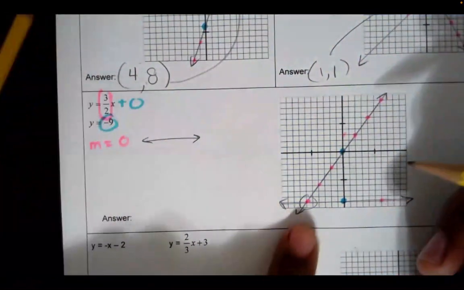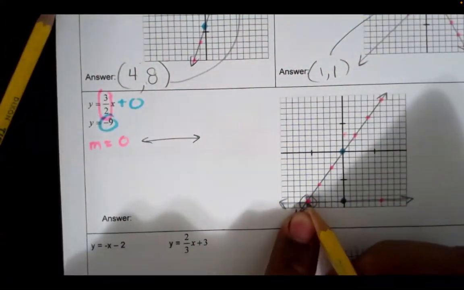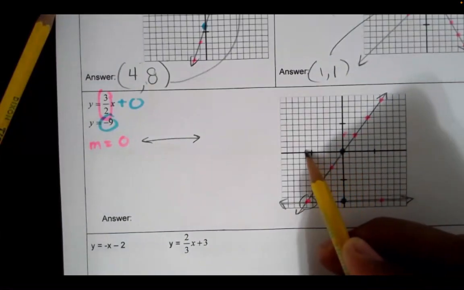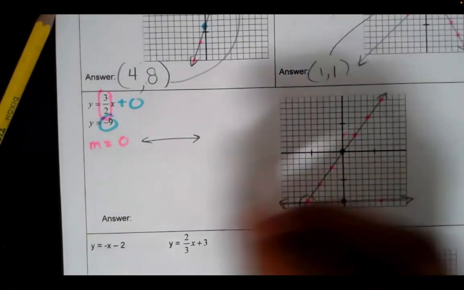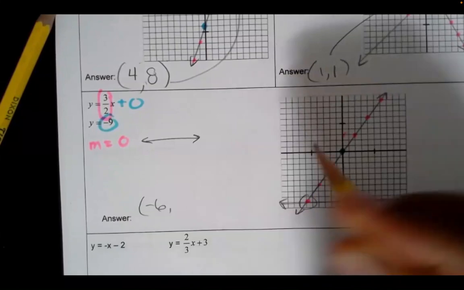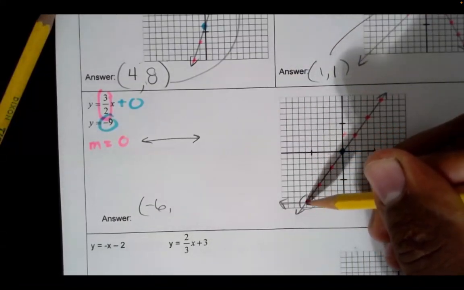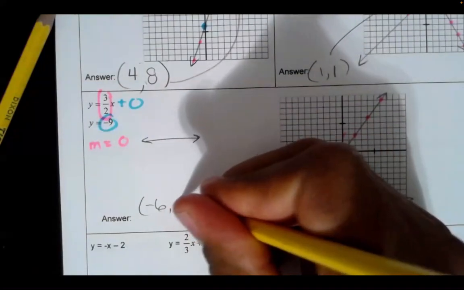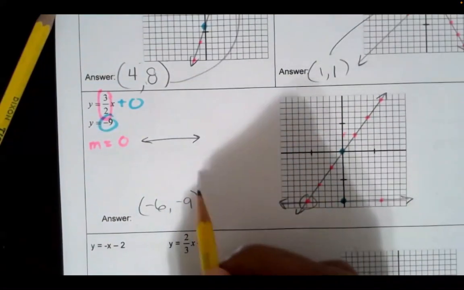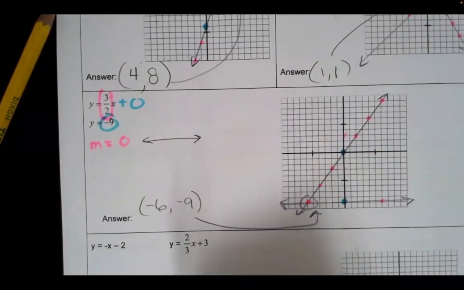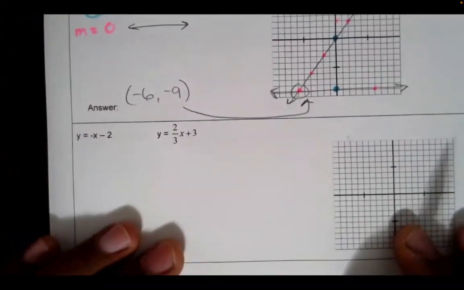There's the two lines. That's my solution. So to get to that point, if I start in the middle, I go left 6, which means then the x value is -6. And then I have to go from there all the way down 9. And if I go down, that means that the answer is -9. So then your solution is -6, -9. Okay. All right, one more example here.